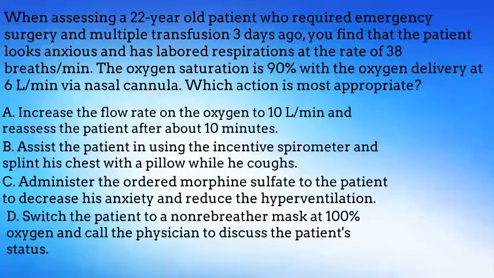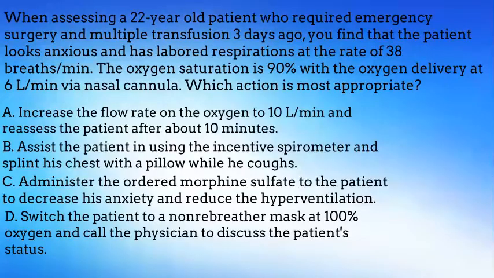A. Increase the flow rate on the oxygen to 10 liters per minute and reassess the patient after about 10 minutes. B. Assist the patient in using the incentive spirometer and splint his chest with a pillow while he coughs. C. Administer the ordered morphine sulfate to the patient to decrease his anxiety and reduce the hyperventilation. D. Switch the patient to a non-rebreather mask at 100% oxygen and call the physician to discuss the patient's status. Go ahead and pause the video and see how you do working through these options.